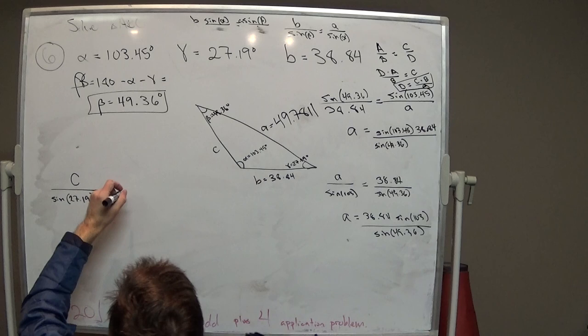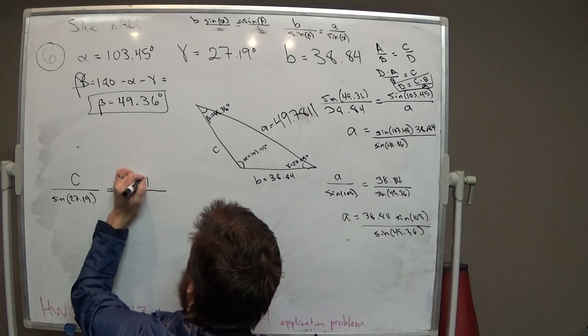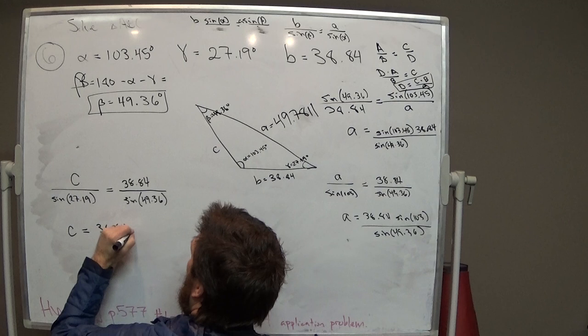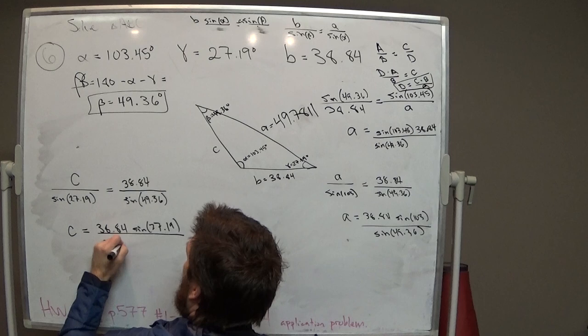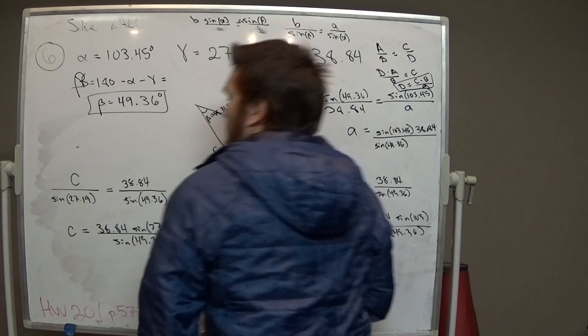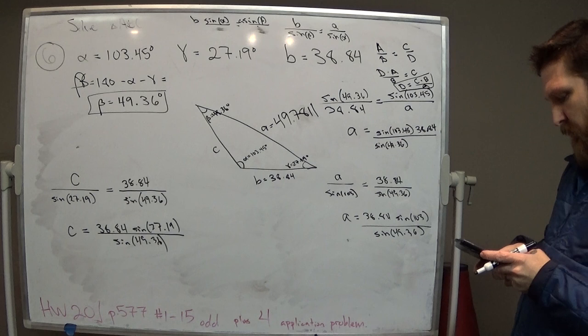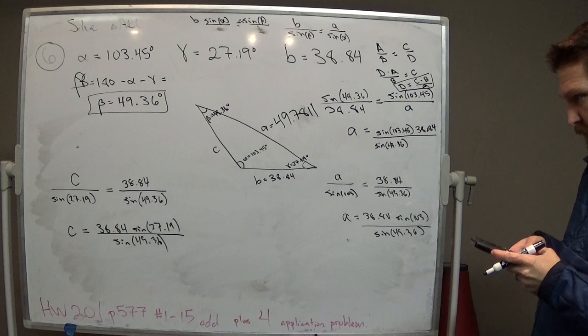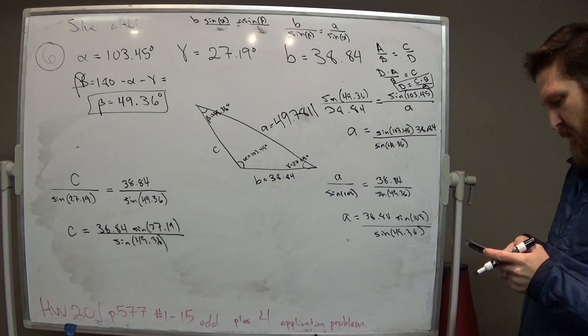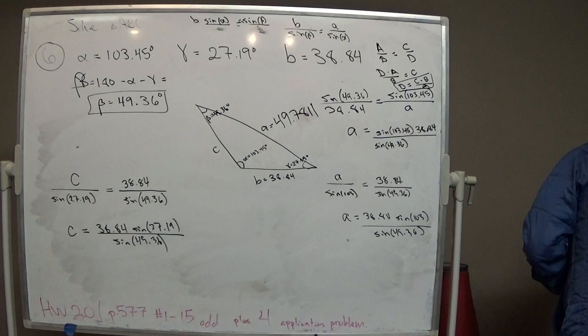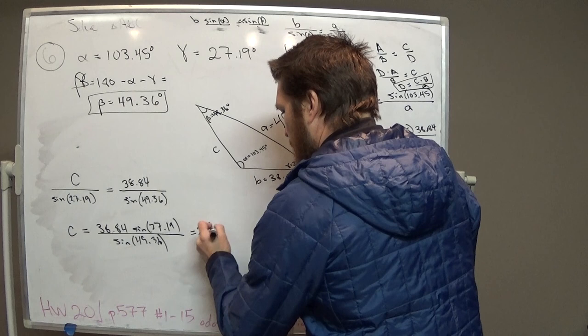So I'm going to say, as B is to sine beta, but B is 38.84, sine beta is 49.36. And so getting that guy upstairs, we have 38.84 times sine 27.19 all over sine 49.36. So let's see what that is. 38.84 times sine 27.19, end parentheses, divide by sine of 49.36, end parentheses. Anybody get it? 23.388. That's what I got. This is 23.3886.